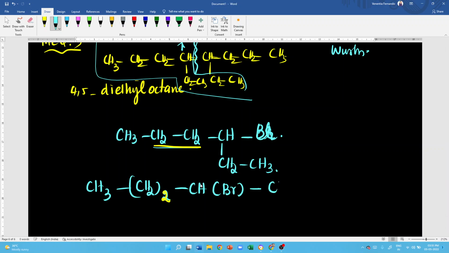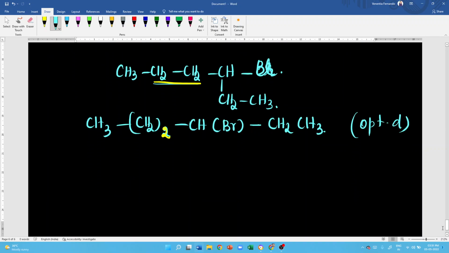Again, you can continue the chain: CH2, CH3. What do you mean by this? Br is not directly attached to this carbon. Br belongs to this carbon. So option D is the right one. The next one is question number 41. This is also regarding preparation of alkanes.